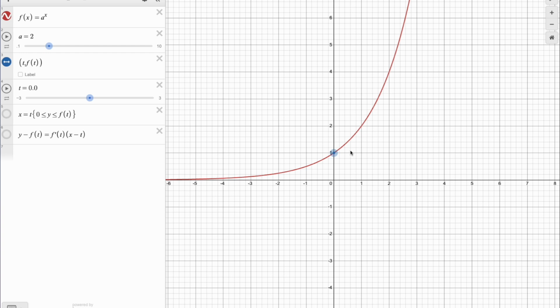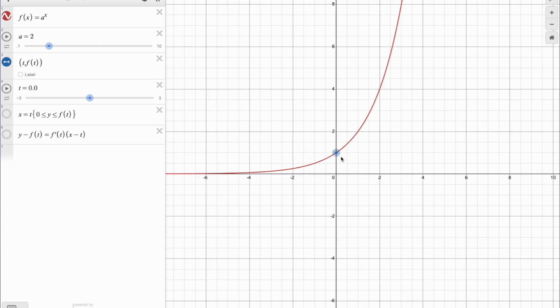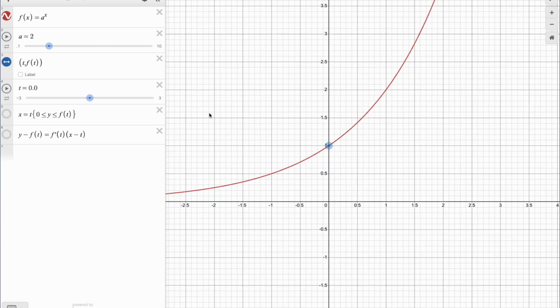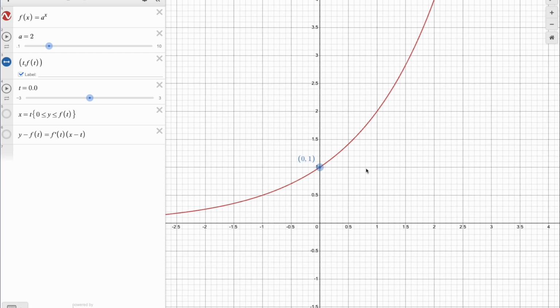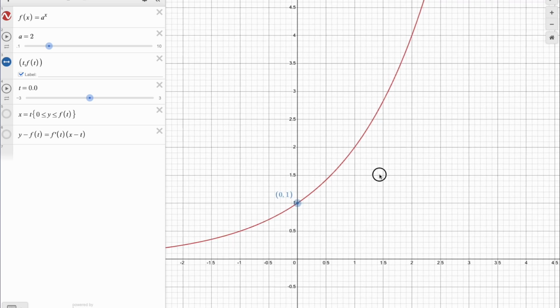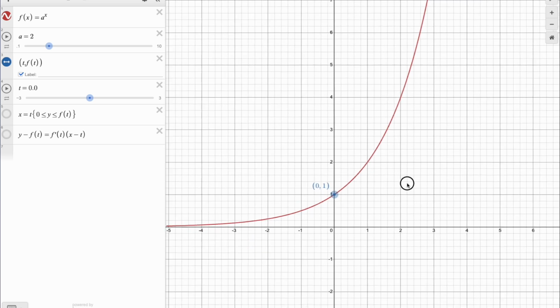Now we graphed this by hand, so this is not surprising. It goes through the point 0, 1. I can look at that, point 0, 1. And as I move to the right, every time you increase x by 1, the height of the graph doubles. And so this has the characteristic shape of exponential growth.